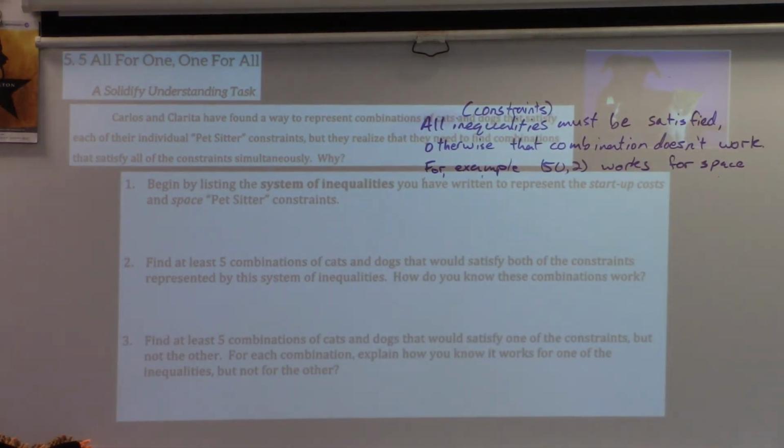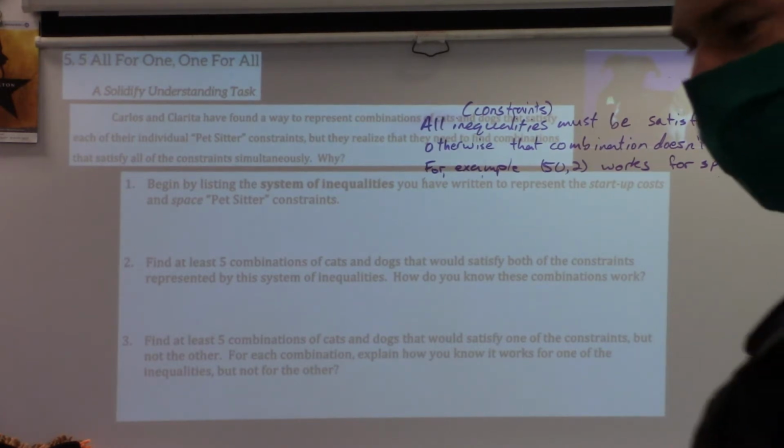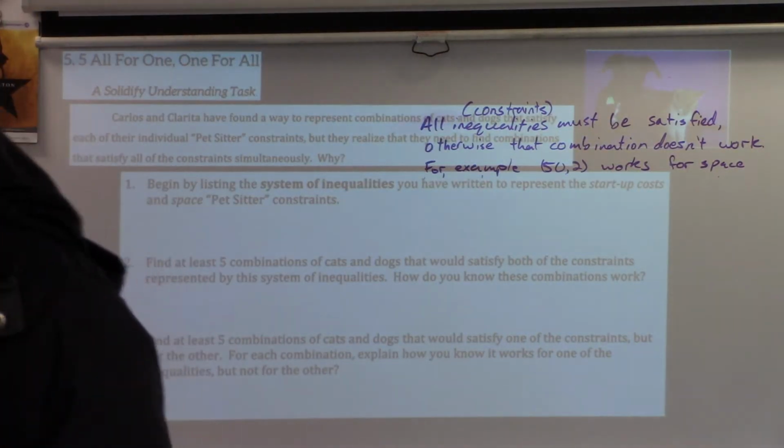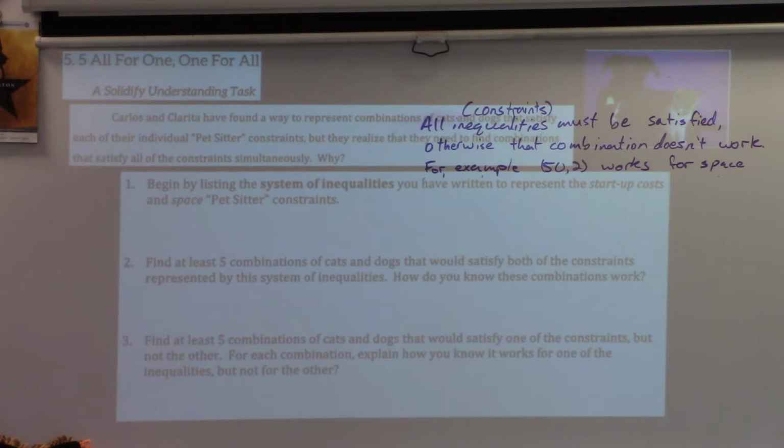So what did y'all come up with? Okay. So where is that coming from? Why is that your system of inequalities? Because it represents startup cost and space. Okay, so we have these two different inequalities, one for startup cost, one for space. But why did you put those brackets on there? That's what it said on the graphic organizer.